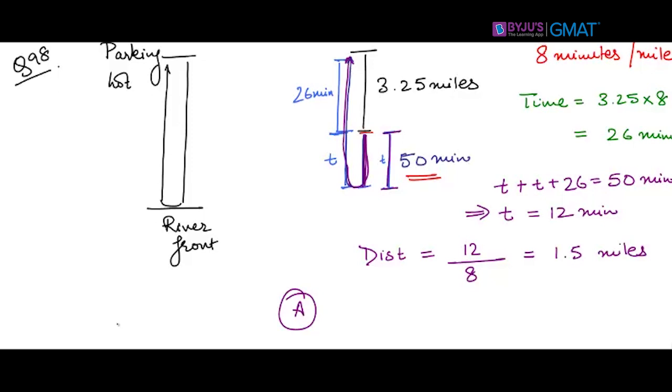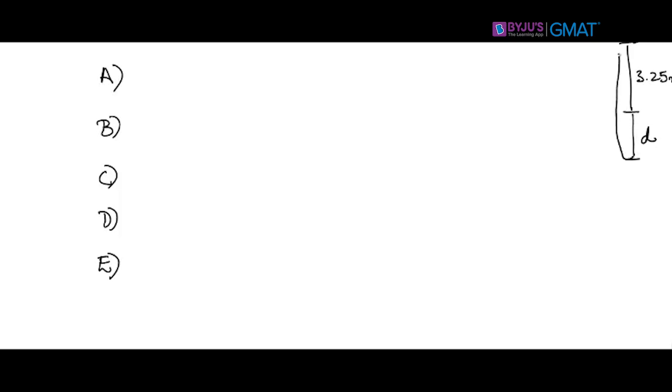Now, this is the conventional method. What if you don't understand this? What if it absolutely confuses you? How will you solve this question? Let's look at the answer options. What does the answer option represent? I'm hoping you've understood the initial part of the question. He has already covered 3.25 miles, and he has to cover some more distance such that he is able to make it to the parking lot in 50 minutes.